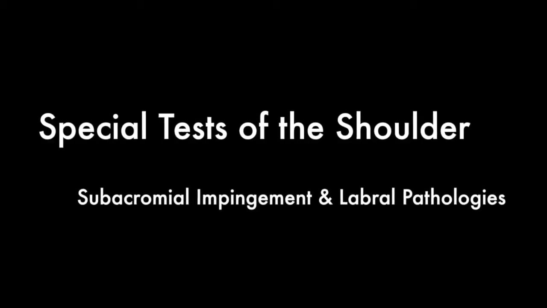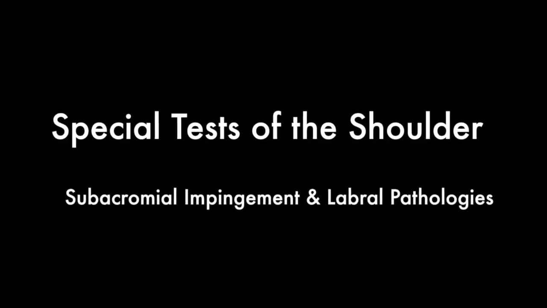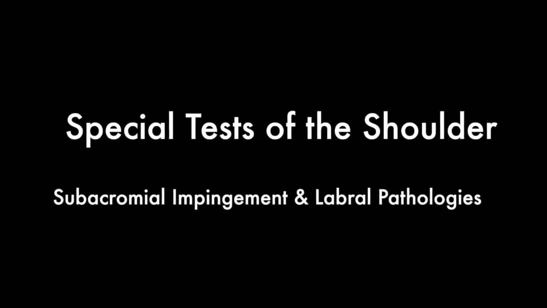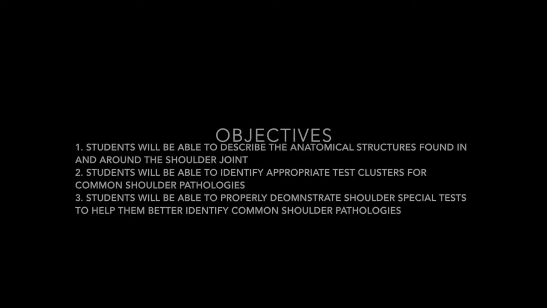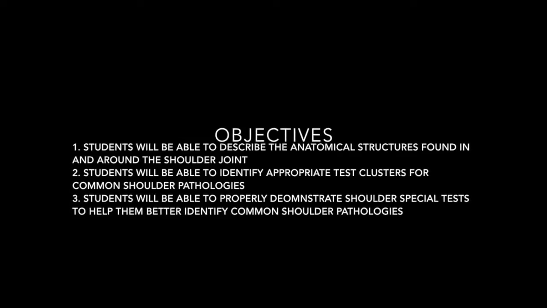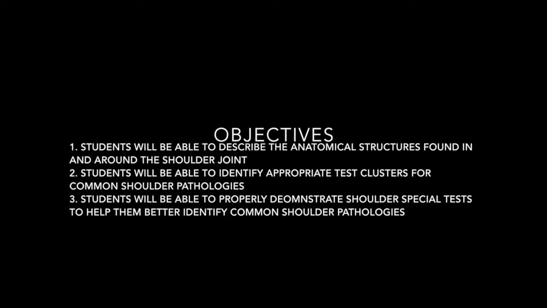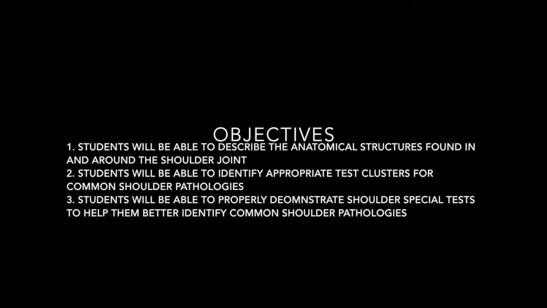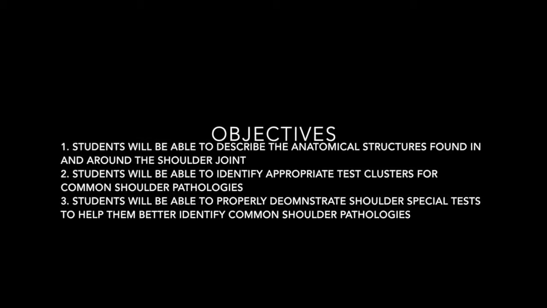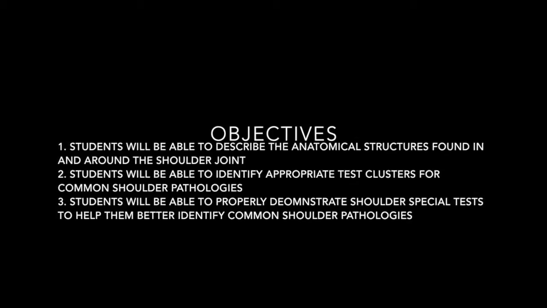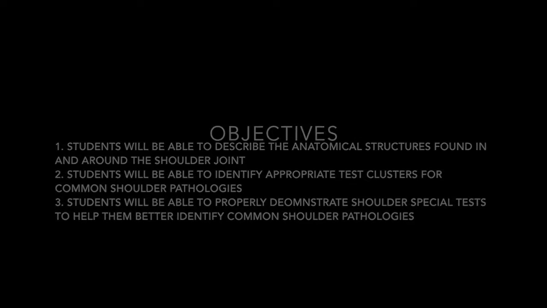Today we're going to talk about the anatomy of the shoulder and various shoulder pathologies, along with special tests that can help rule in and out these types of pathologies. By the end of this video, you'll be able to describe the anatomical structures found in and around the shoulder joint. You'll be able to identify appropriate test clusters for common shoulder pathologies, and you'll be able to properly demonstrate shoulder special tests to help them better identify common shoulder pathologies.